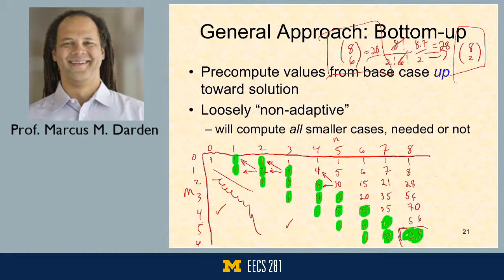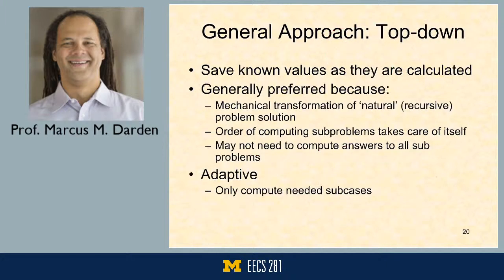Whereas with the top-down approach, if I was just asking for this 8 choose 6, it would only calculate those green things. And so that's what I'm talking about here when it says I may not need to compute answers to all subproblems. So the top-down approach is oftentimes preferable because it saves me calculation work. I only end up computing the needed subcases. So it makes it adaptive, and we like adaptive code.